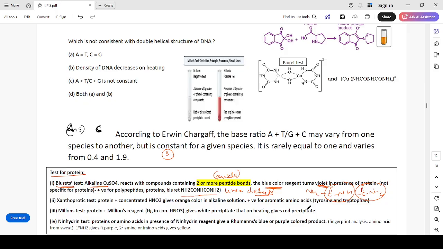The next test is the xanthoproteic test. A protein is treated with concentrated nitric acid. It gives orange color in alkaline solution. It gives a positive test for aromatic amino acids. So, ma'am, whenever the amino acid is there and benzene is there along with it, they will be tested for this test, the xanthoproteic test.